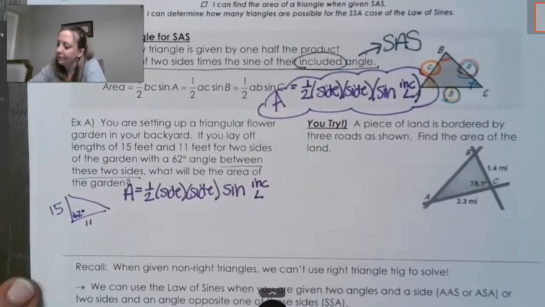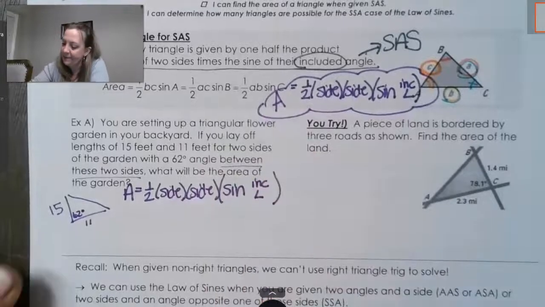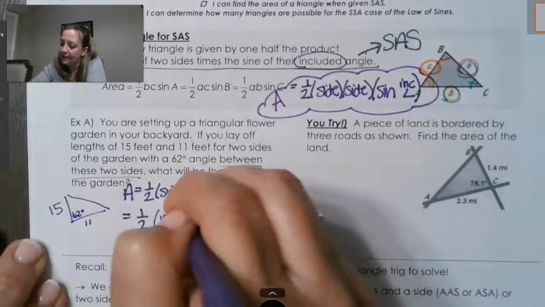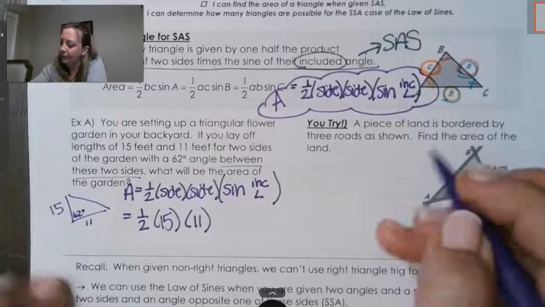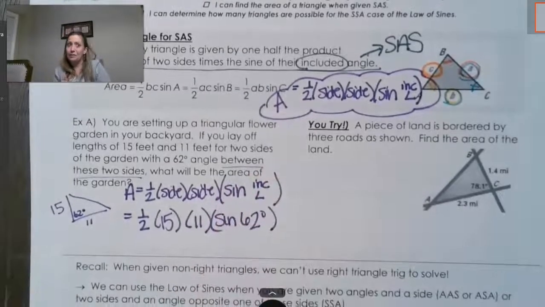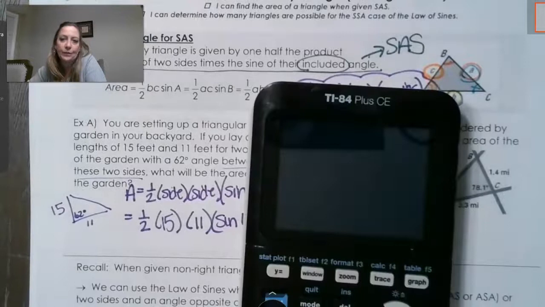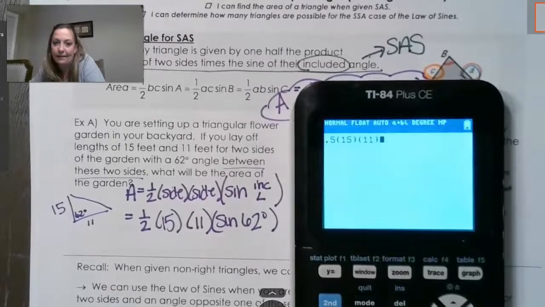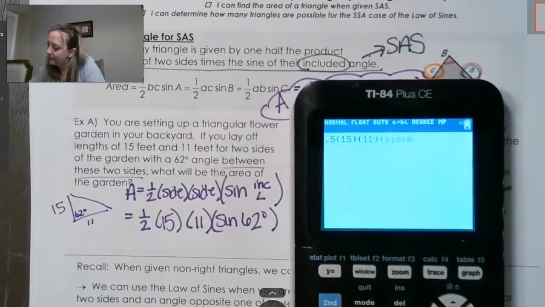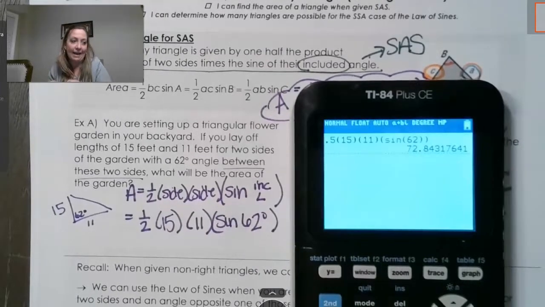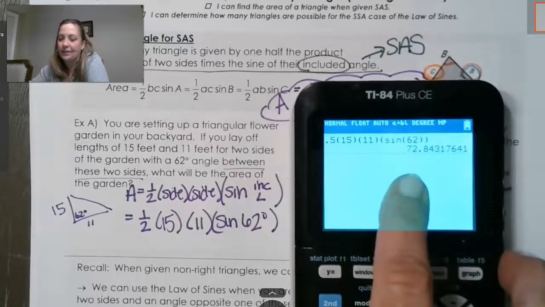So let's just put that in. One of our sides was 15. One of our sides was 11. And our included angle here is 62 degrees. And we just multiply. That's kind of nice. So we're going to take 1/2, so you can use 0.5 if you want, times 15 times 11 times the sine of 62, and we press enter, and that tells us, going to the nearest tenth again, that it'll be about 72.8.